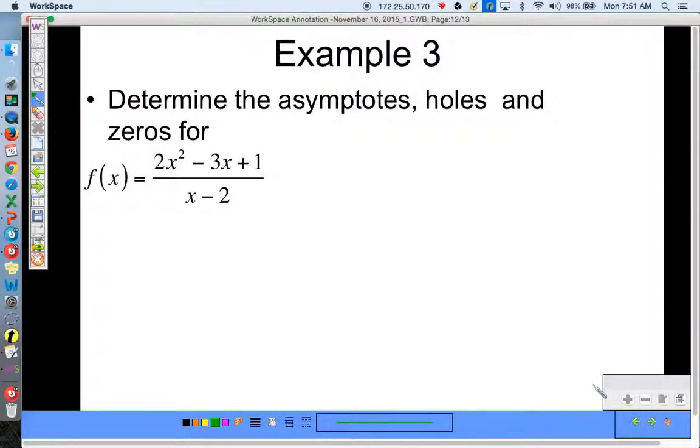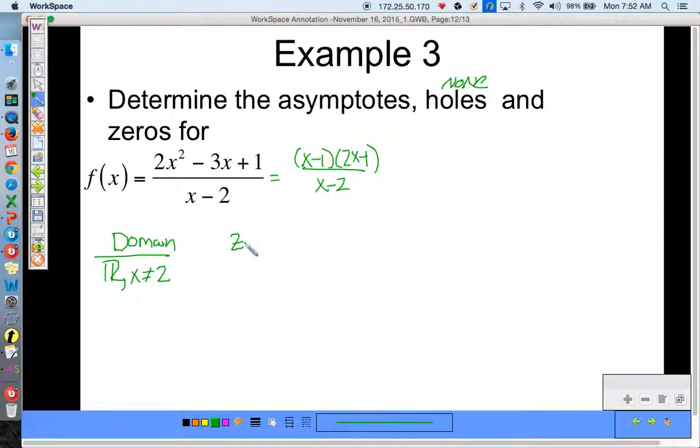All right, this last one we're going to do the same thing, and just for the sake of time, I'm going to factor this top one. So we have x minus 1 times 2x minus 1 over x minus 2. We won't have any holes because nothing reduces out. But our domain, all reals except x cannot be 2.